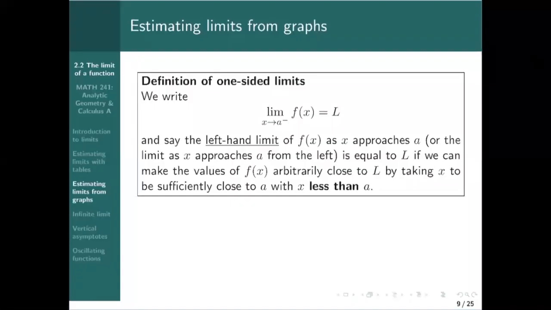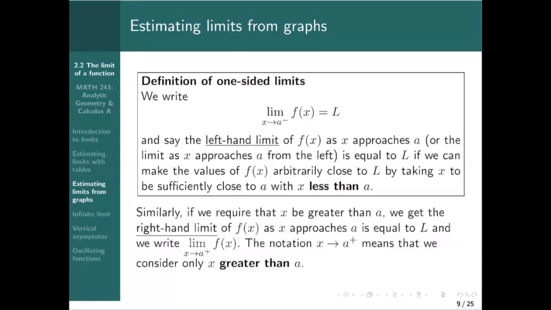Like I said in the previous slide, as x goes to a number, the values of f of x can be different if we consider approximations that happen from the left and from the right. This motivates the definition of one-sided limits. Saying that the limit of f of x as x goes to a from the left is equal to L means that we can make the values of f of x as close to L as we want if we take values of x that are close to a but less than a. And similarly, we have a definition of right-hand limit. Now we consider that the values of x are greater than a.